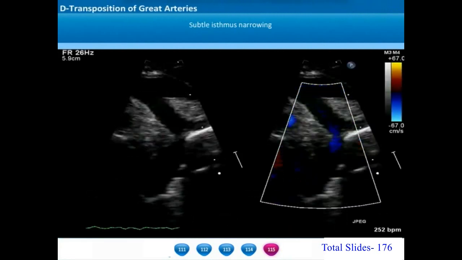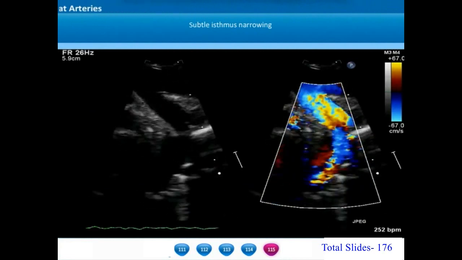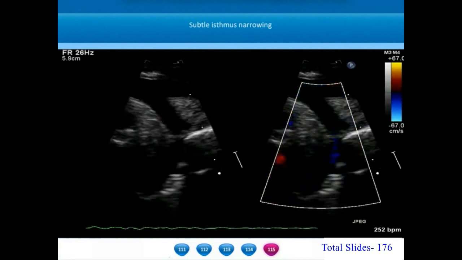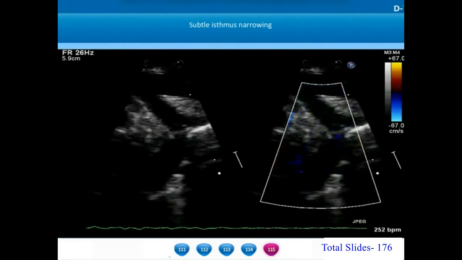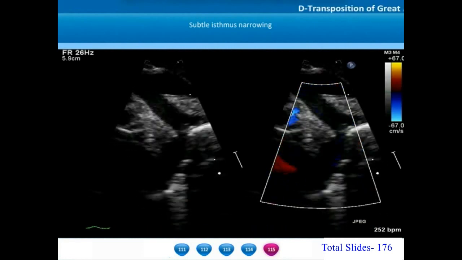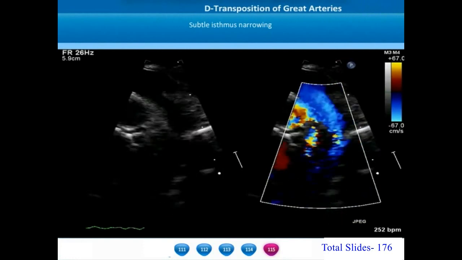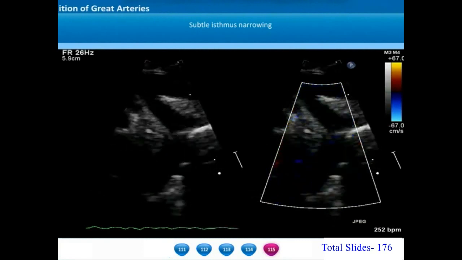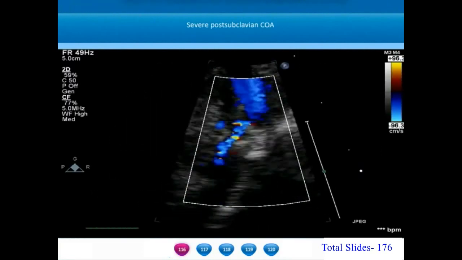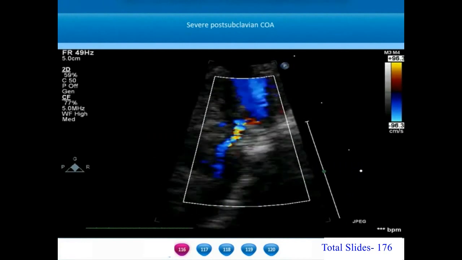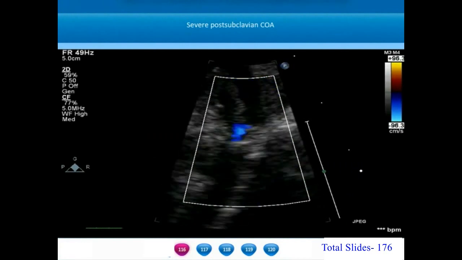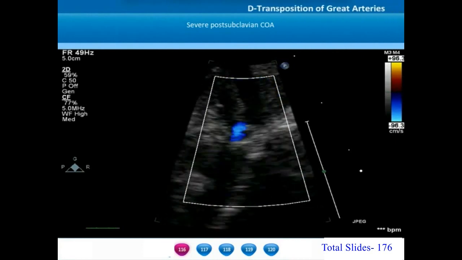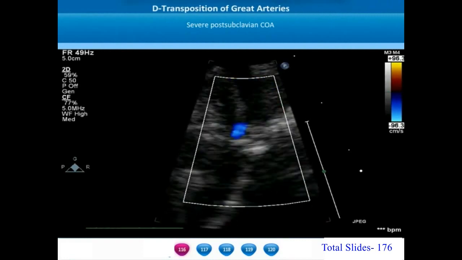This is a suprasternal view of a newborn infant who had transposition with ventricular septal defect. We can notice a mild diffuse isthmic narrowing. There is not much of a flow gradient across this narrowed isthmus. However, the isthmus is narrow. In some patients, it can be a very severe post-subclavian coarctation. Here we can see a normal flow up to the isthmus, and then there is a very tight narrowing causing a severe coarctation of aorta.